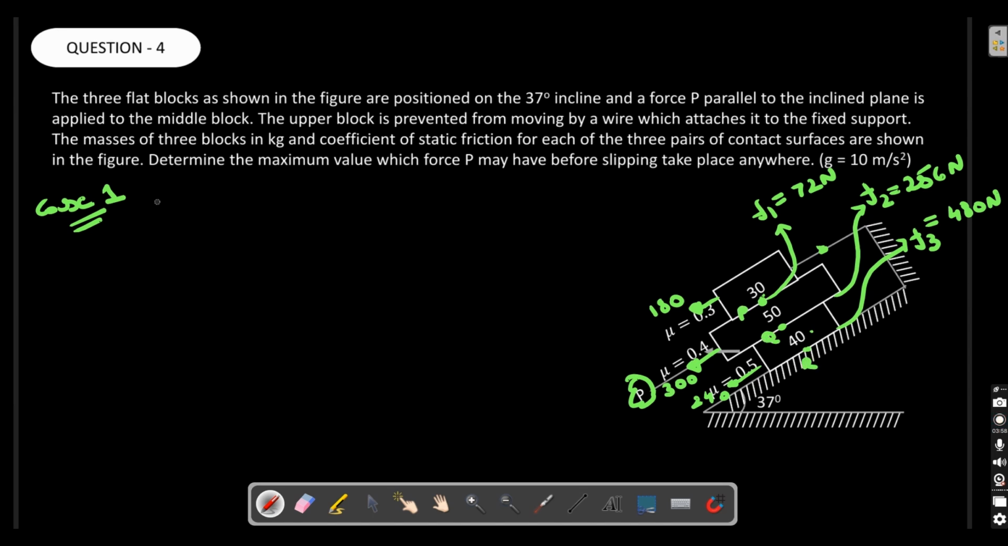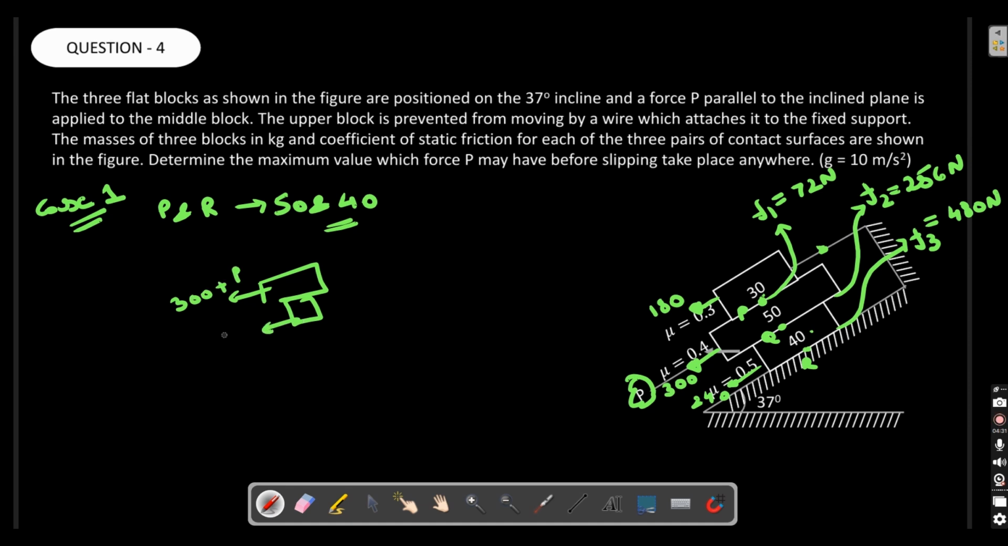Let's say these points are P, Q and R. There is slipping between P and R, right? What does that mean? The 50 and 40 kg blocks are traveling together. Further, what can I do? Let's analyze this particular force. We should consider the 50 and 40 kg blocks. Here you have 300, here you have P.